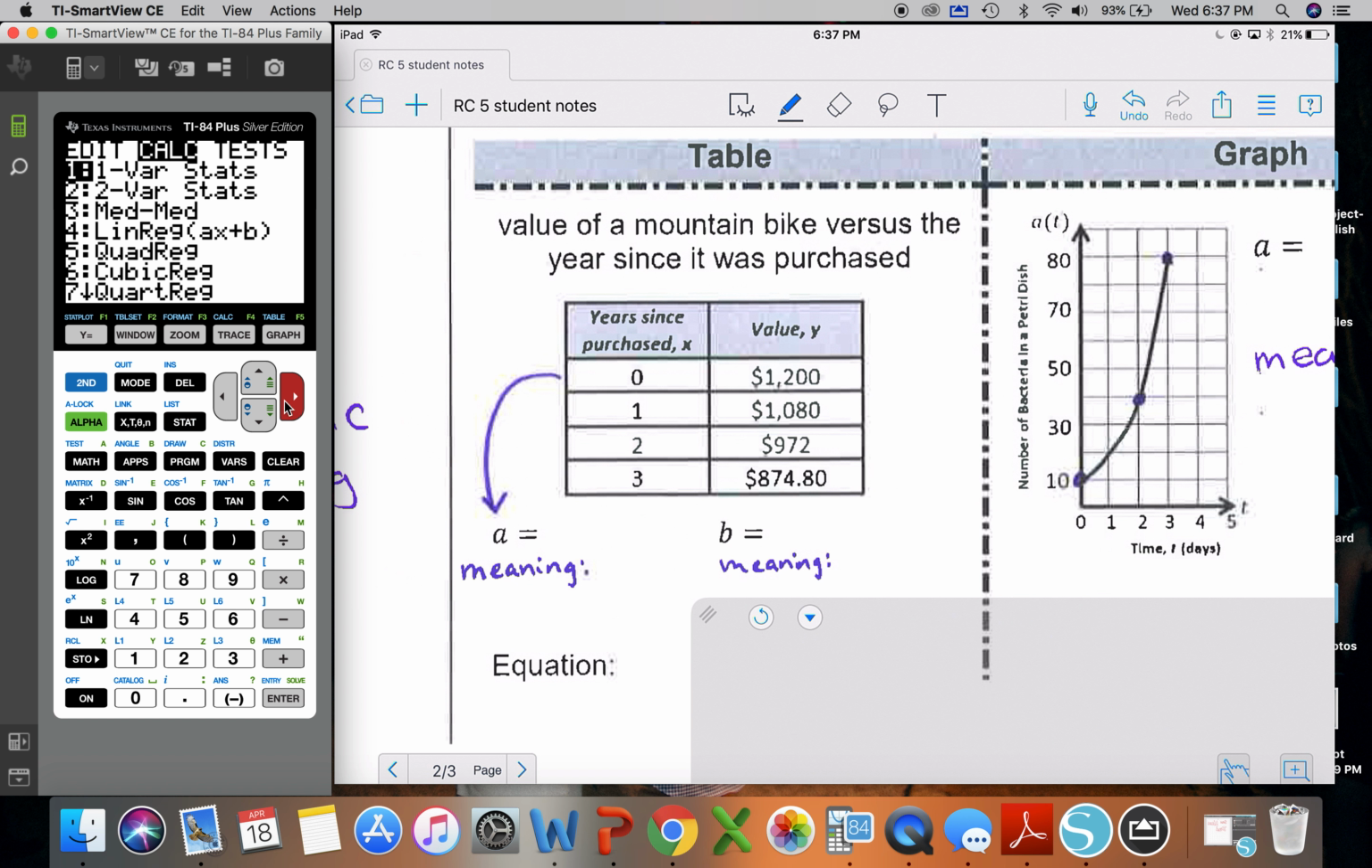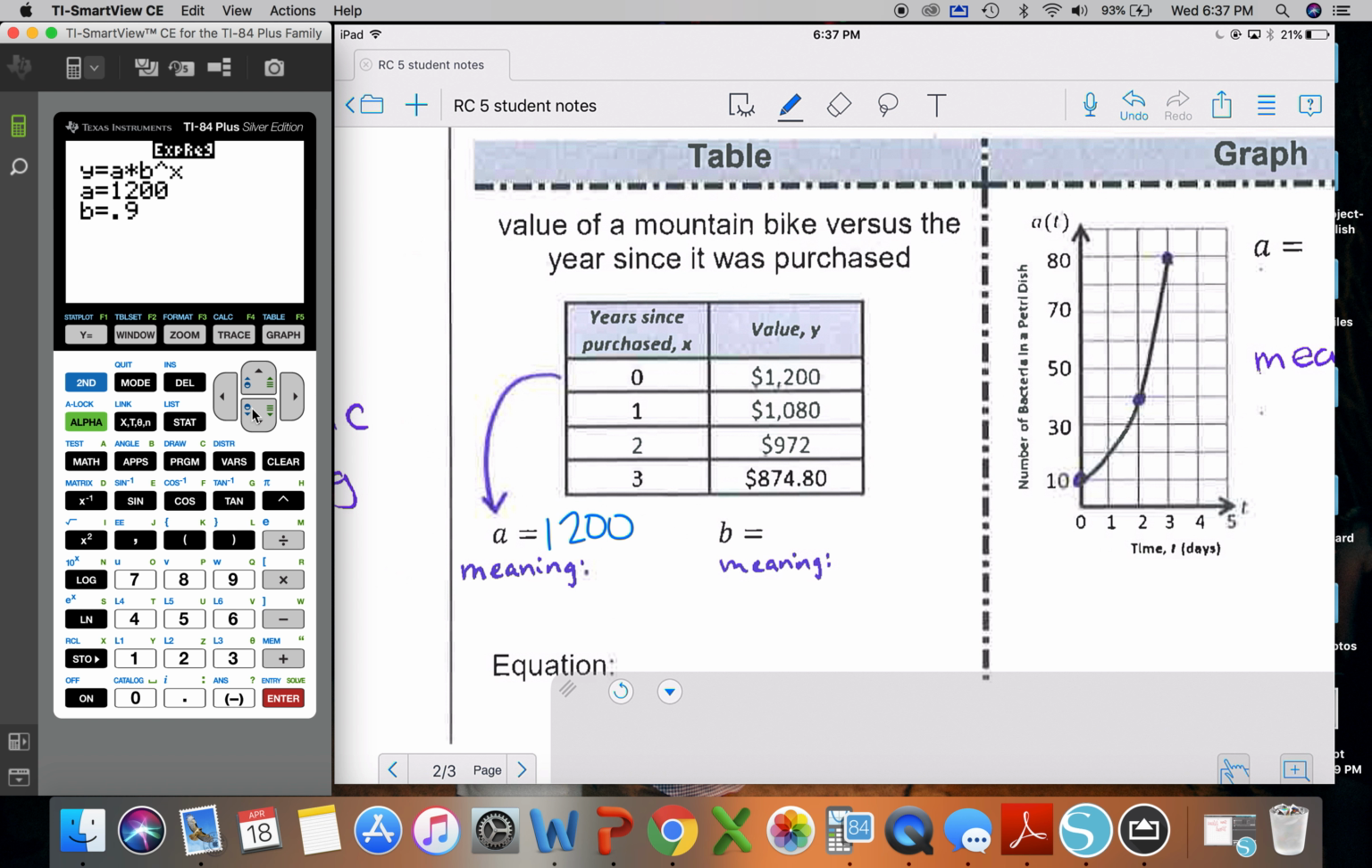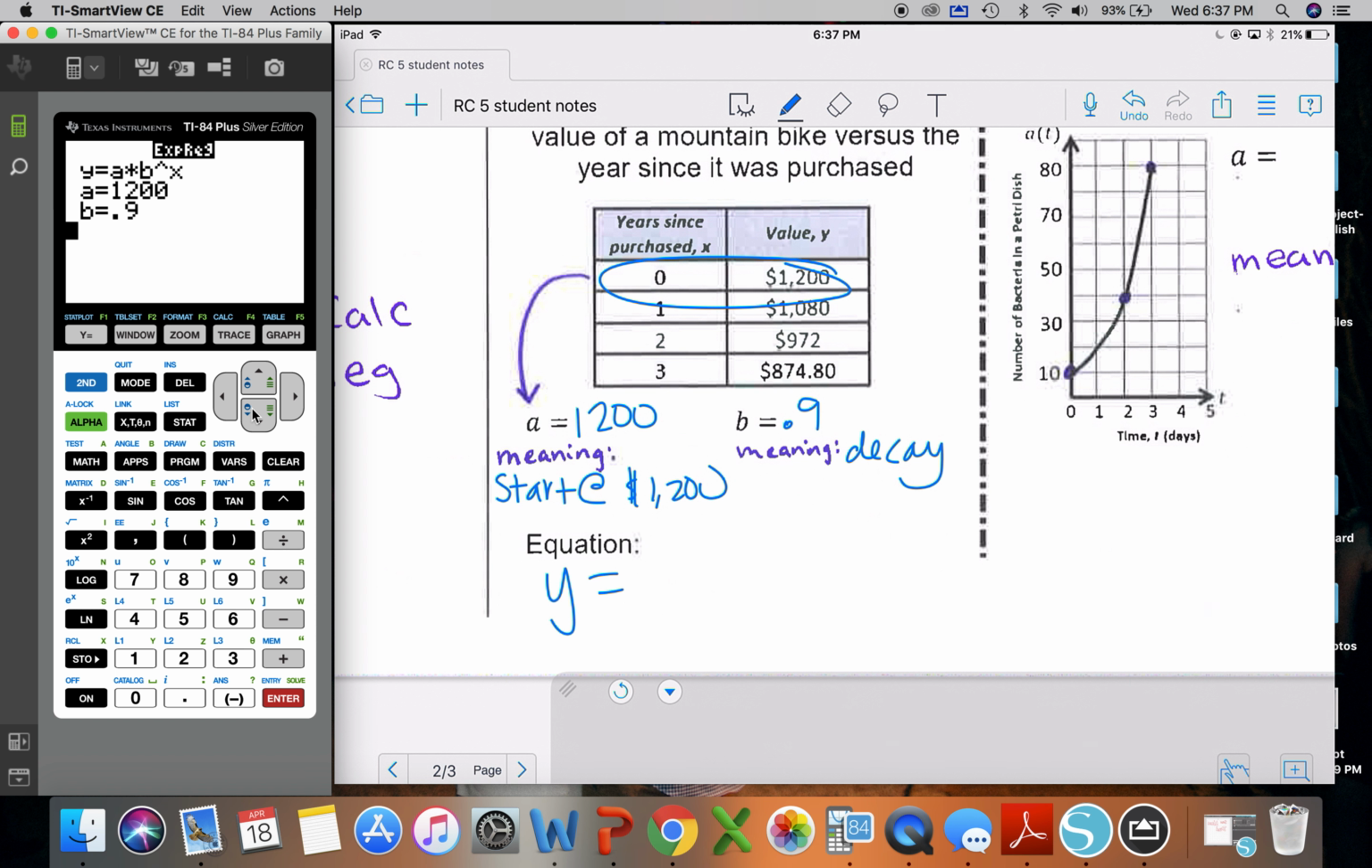Okay, and because we're talking about exponential regressions, we're going to scroll all the way to 0. So A is 1,200, meaning we start at $1,200, which we can see from the table. And then B is 0.9, meaning it is a decaying value. My equation, remember they show us up at the top, it's A times B raised to the x. So A is 1,200 times B, which is 0.9, raised to the x.